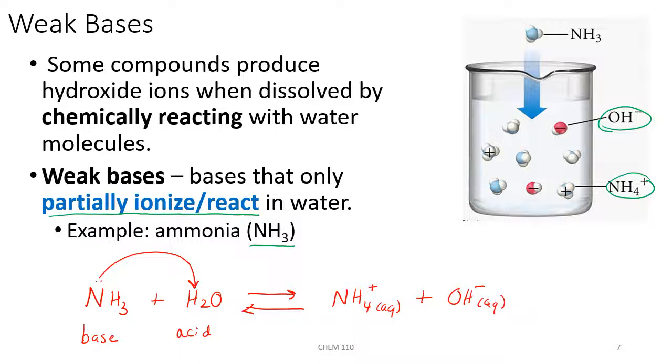Water is often described as being amphoteric, meaning it can act as an acid or a base depending upon who it's reacting with. We've seen water function as a base when it was with HCl, but here water's functioning as an acid because ammonia is a better base.